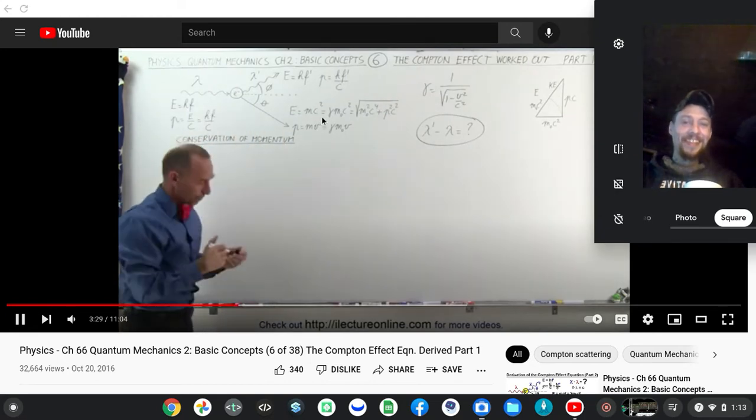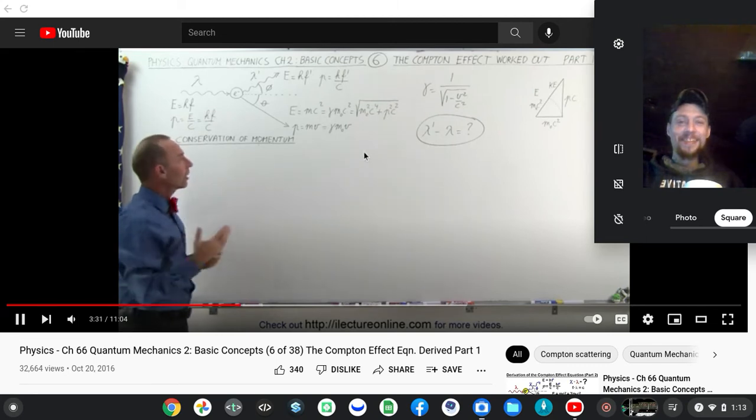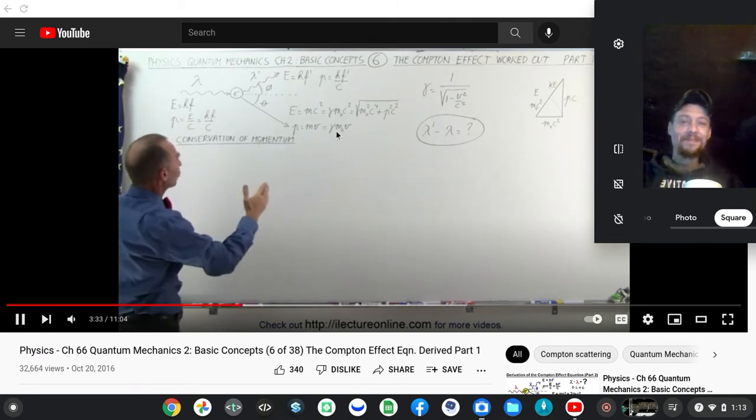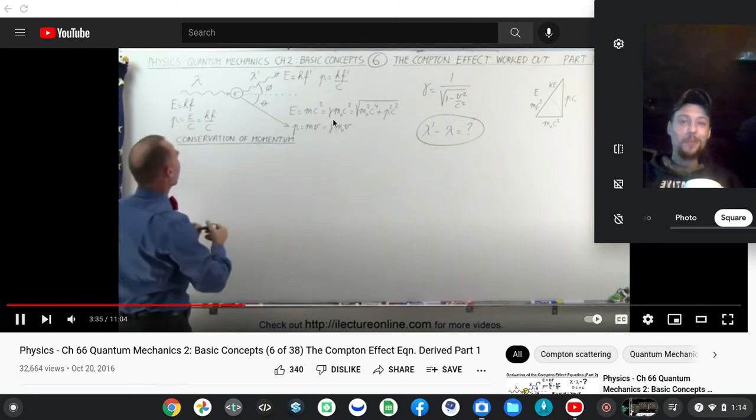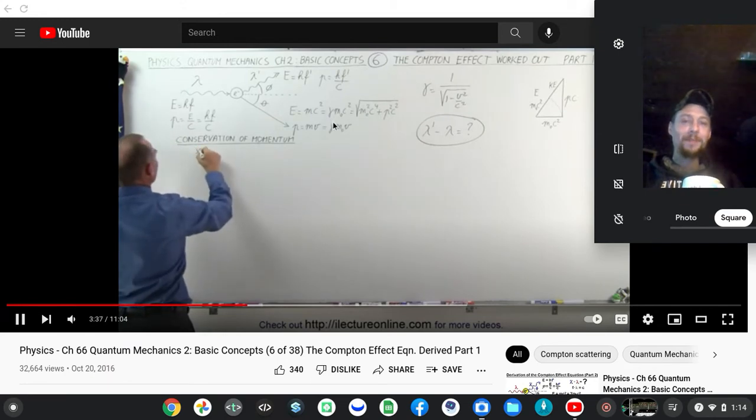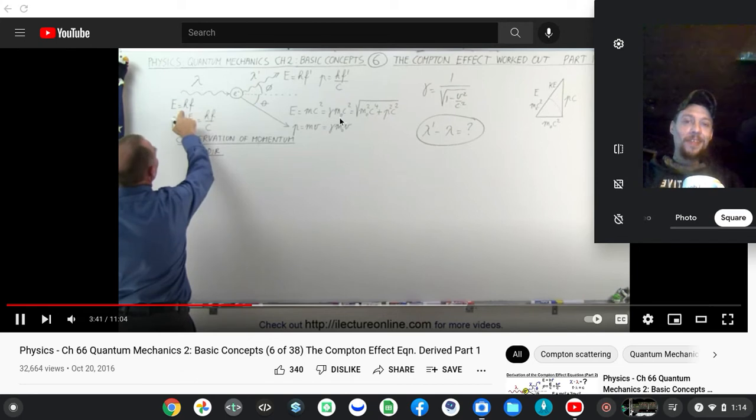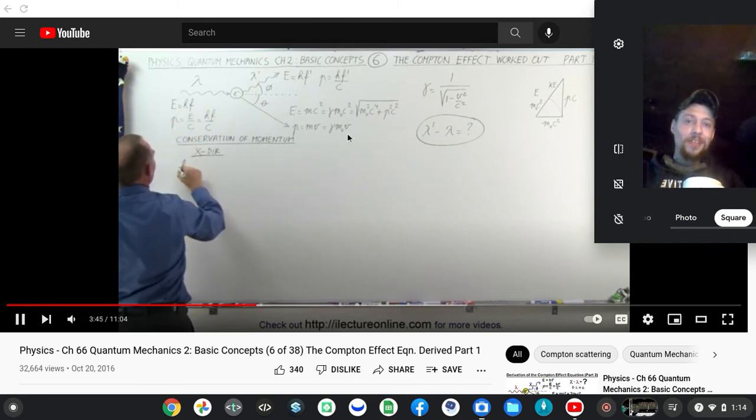Conservation of momentum. So we need to solve the conservation of momentum in two directions: the x direction as well as the y direction. All right. So in the x direction, the initial momentum of the photon, the angle is 0. This is P, the mass of the photon. This is hf over c.